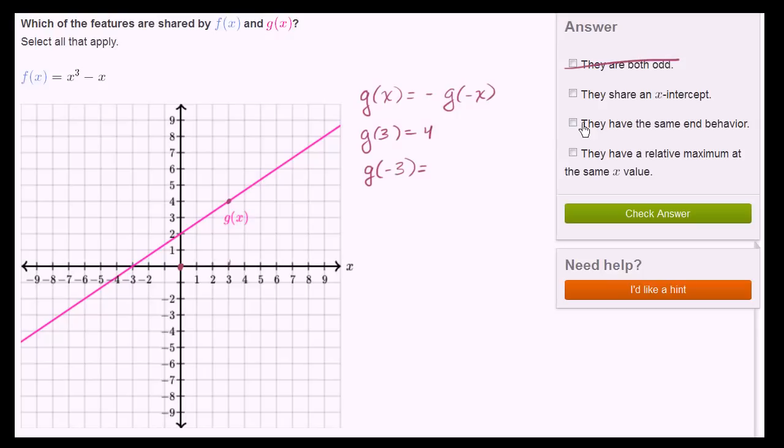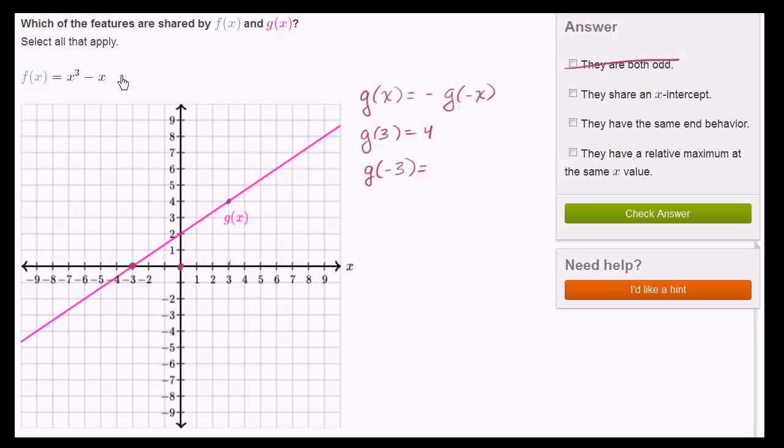So that's not right. They share an x-intercept. So g of x only has one x-intercept. It intersects the x-axis right over here at x equals negative 3. Now let's think about the x-intercepts of f of x. And to do that, we just need to factor this expression.